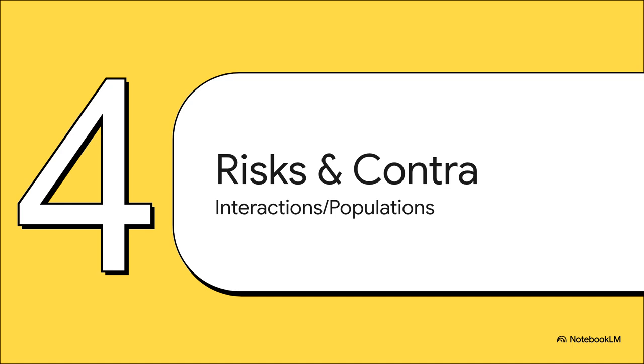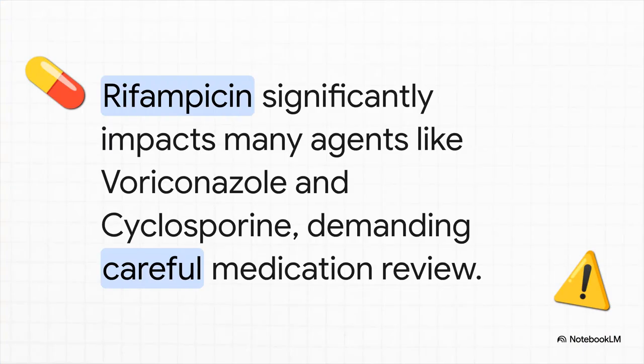We have to talk about the risks that come with these agents. Now we're going to focus on those tricky drug interactions and the important considerations for special patient populations. Drug-drug interactions. This is a huge area of concern. Rifampicin is just a classic example of a potent P450 enzyme inducer. It can literally chew up azoles like Voriconazole and spit them out, dropping their levels to sub-therapeutic concentrations. It just highlights why a thorough medication review is an absolute must for every single patient.